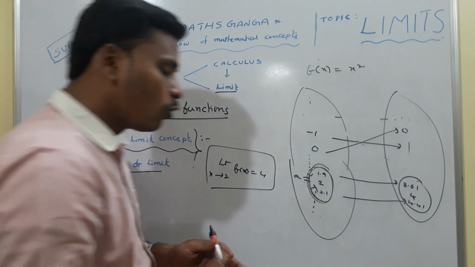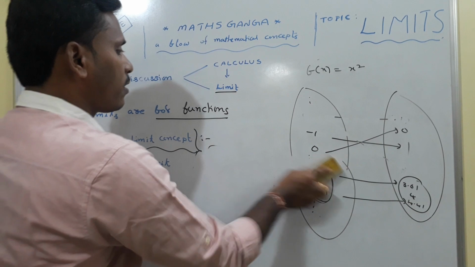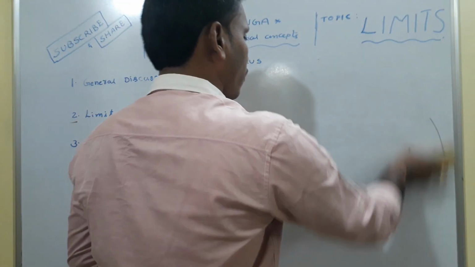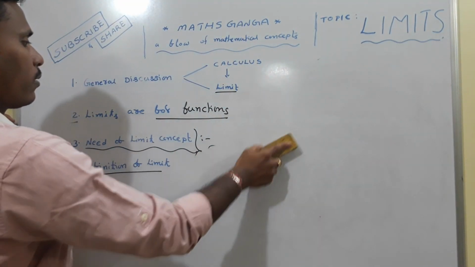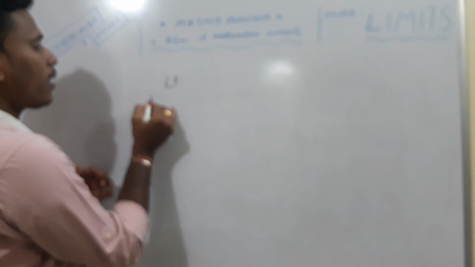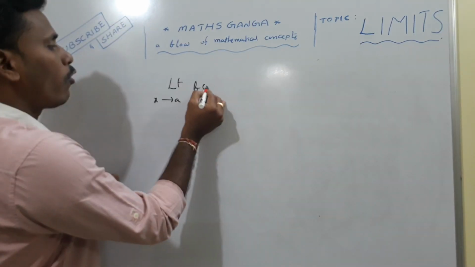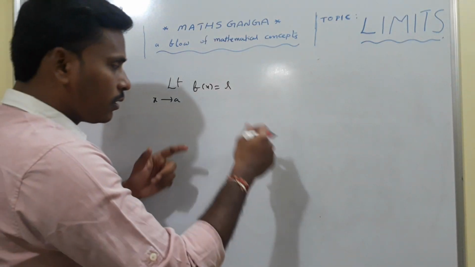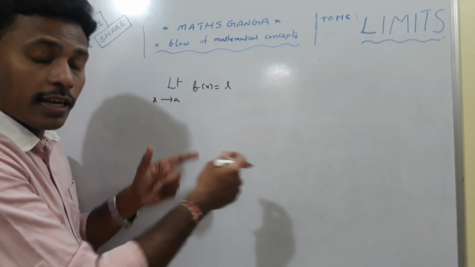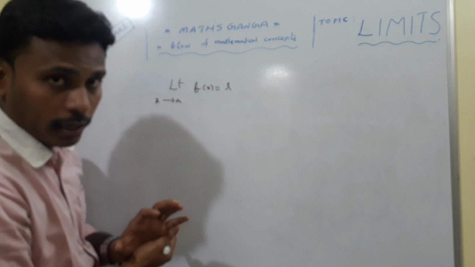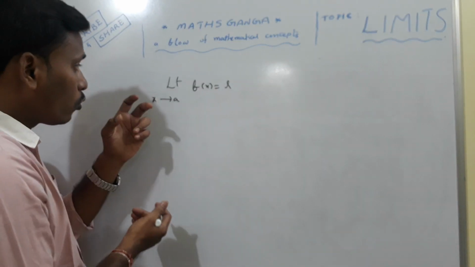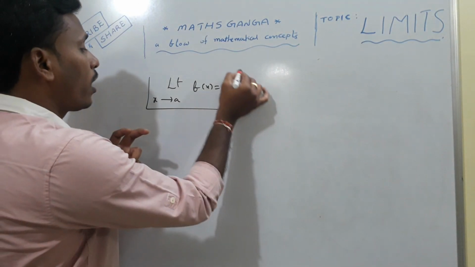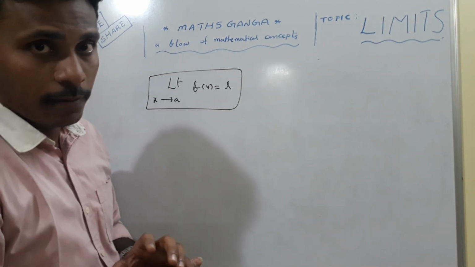Okay, then I will go with another example. As we discussed, limit x tends to A, f of x is equal to L, as x is approaching A. See, already we discussed the limit concept by taking domain and codomain. Now I am going to analyze this notation and the definition of limit graphically.